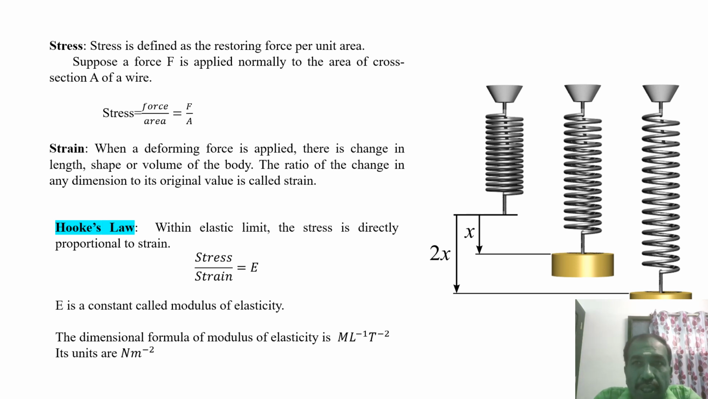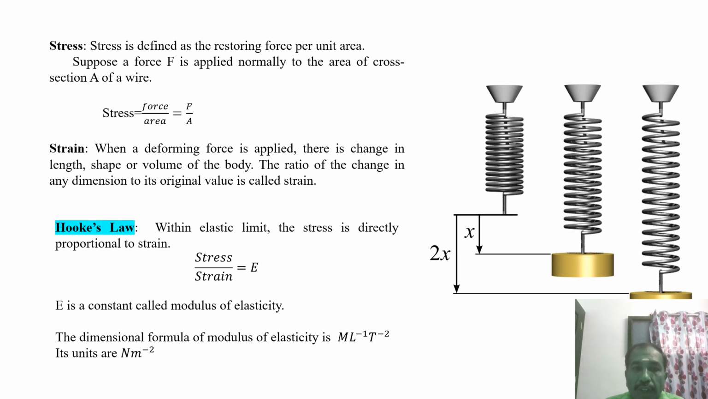So Hooke observed that within the elastic limit, the stress is directly proportional to the strain. As the stress increases, the change in dimension also increases within the elastic limit. Therefore, stress by strain is equal to a constant. The constant is defined as E, which is called the modulus of elasticity.